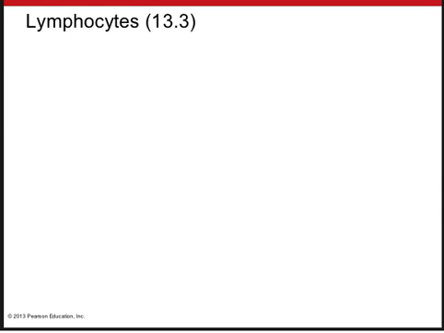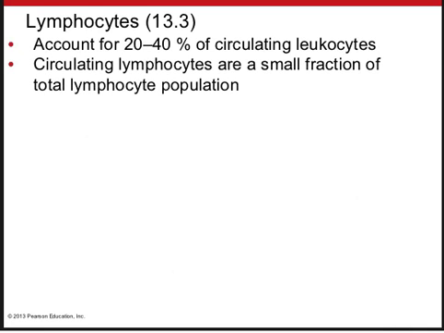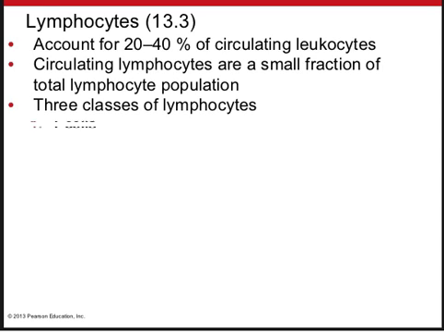Okay, now lymphocytes are the white blood cells that are part of our immune defense, and they come in two major forms, the T lymphocytes and the B lymphocytes. They account for 20 to 40% of circulating white blood cells. Circulating lymphocytes are a tiny fraction of the total lymphocyte population. Most of the lymphocytes are stationed in lymphatic organs. Three classes are the T cells and the B cells, and a special class of T cell called a natural killer cell.